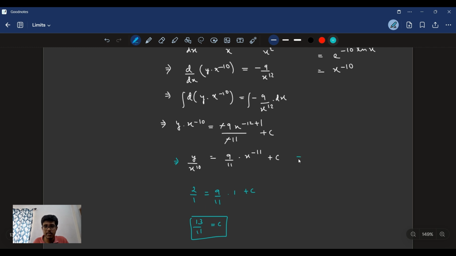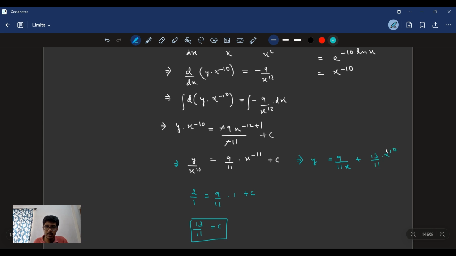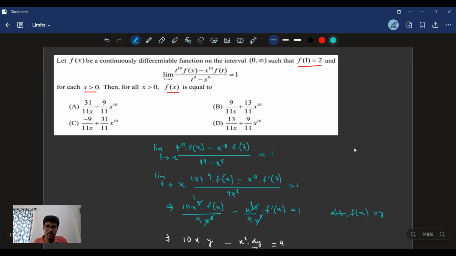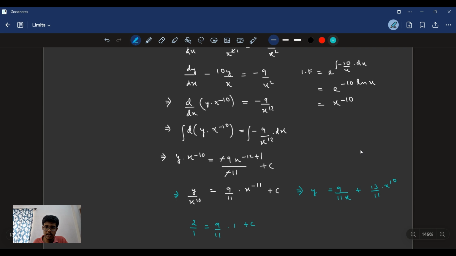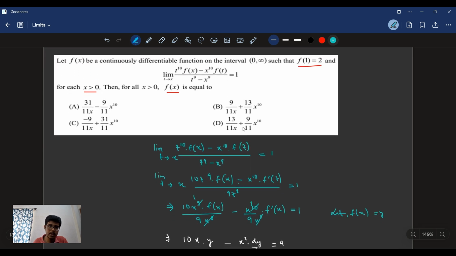So our final expression, if I try to write from here, y equals 9 by 11 x plus 13 by 11 into x to the power 10. So is any option matching? 9 by 11 x plus 13 by 11 x to the power 10. So option B is the correct answer.